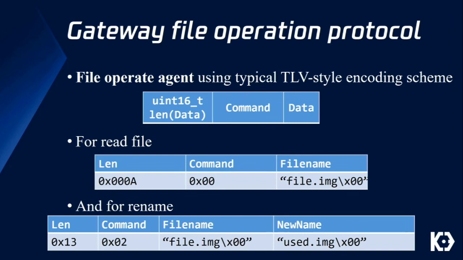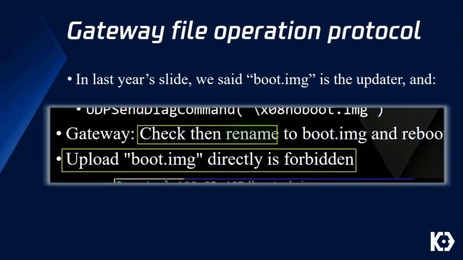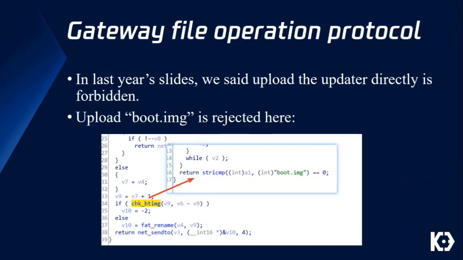However, if you want to transfer the updater, which is named boot image, directly to the gateway, it's prohibited. Why? Because it's rejected here. There is code here to forbid a boot image from being uploaded directly or renamed from an existing file. So, how can you transfer a boot image to it?